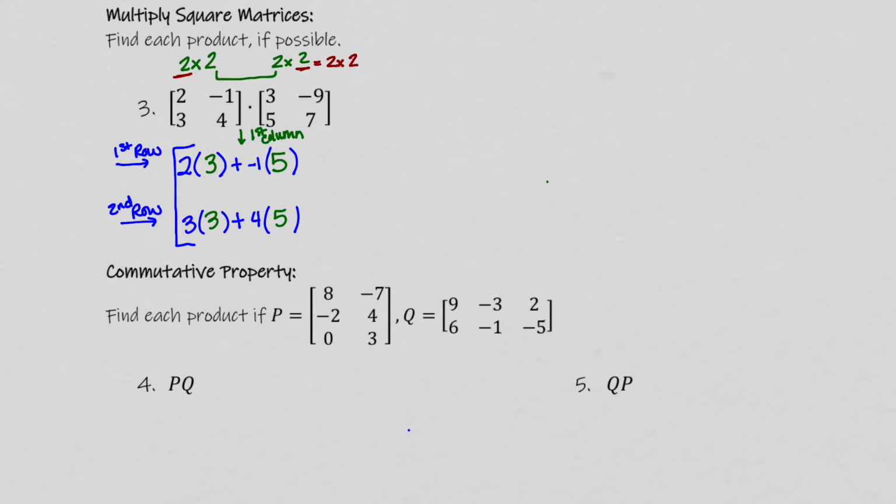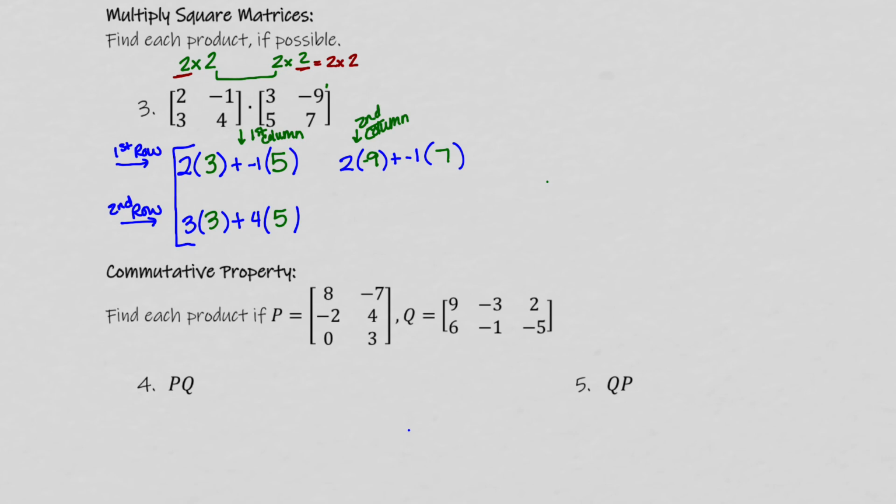All right, so let's move to the second column. Now I'm going to do the second column. I'm still in the first row of my answer, so I'm still taking the first row of the first matrix, which is 2 times something plus -1 times something. That something we're going to multiply by is the second column of the second matrix. So it's always the rows from the first, the columns from the second. And I'm always going to keep repeating that so you don't forget. -9 and 7.